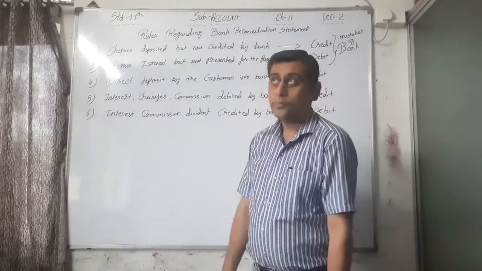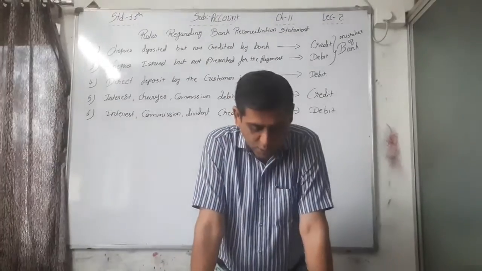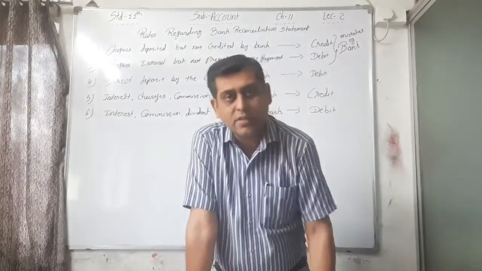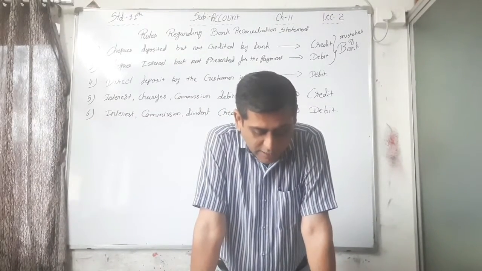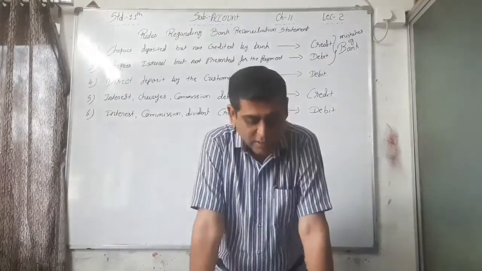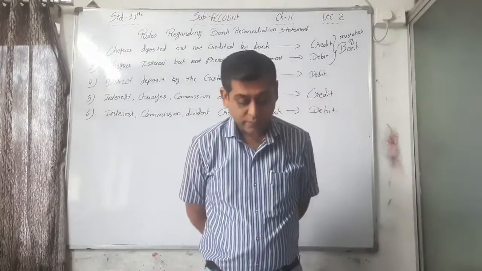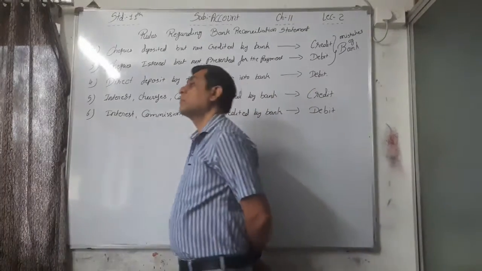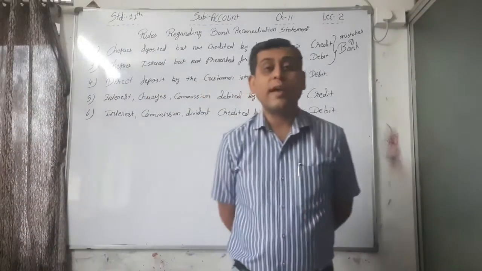Okay, so now the next, fifth point. Here there are 12 points. We are discussing just 6 points in this lecture and the remaining 6 points in the next lecture. Amount recovered on behalf of a trader and credited to his account by the bank but not recorded in the cash book. See, amount received on behalf of a trader and credited to his account by the bank. What did the bank do? The bank credited that amount but it is not recorded in the cash book.